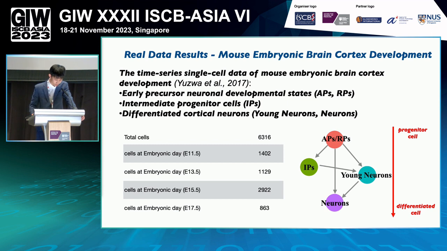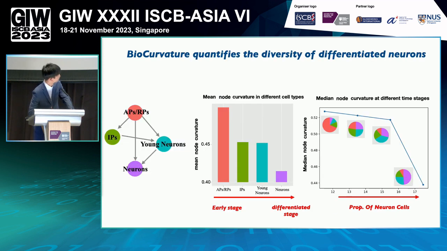Now we also test another time series data from mouse embryonic brain cortex development. This data develops into multiple cell states from early progenitor states to differentiated states. RPs are homogeneous, and neurons have various types. We calculate the mean curvature for each cell type.